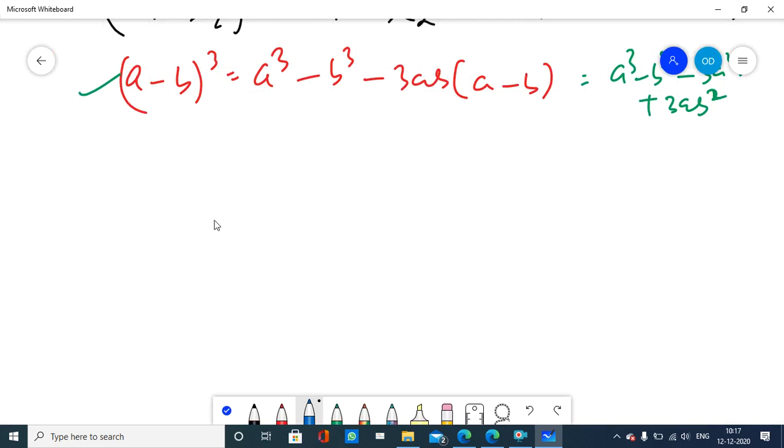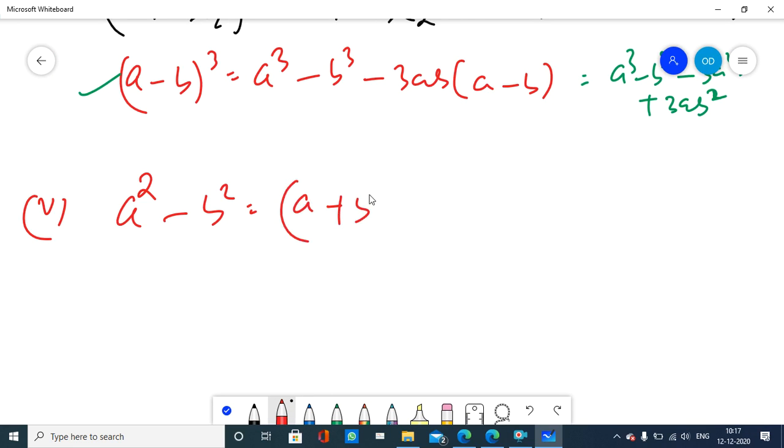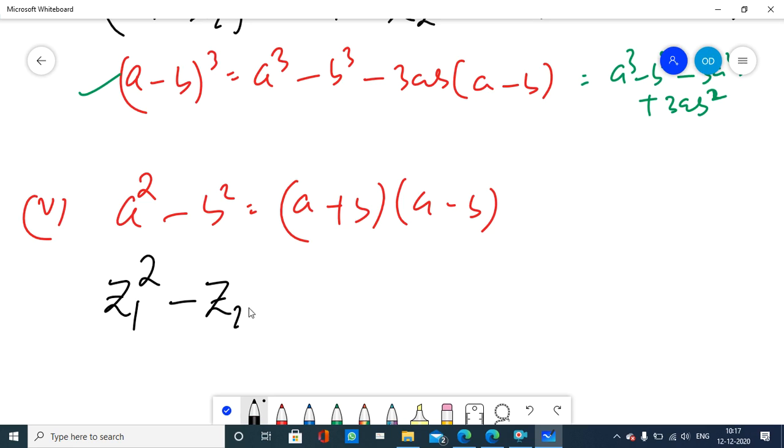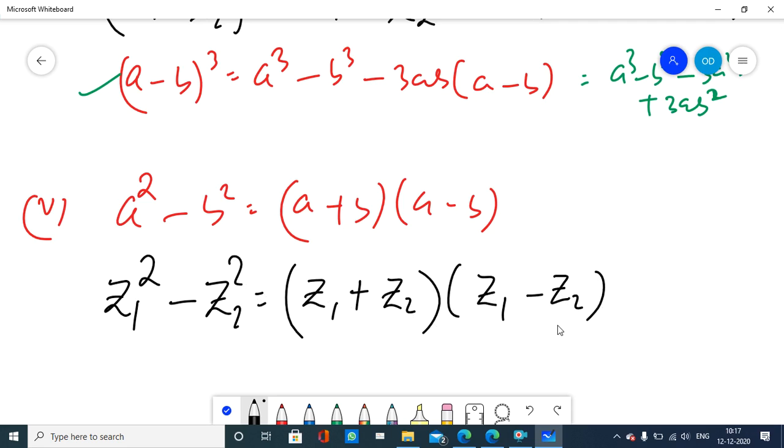Okay, (a plus b) whole cube, (a minus b) whole cube formula. And the next thing is, bit 5. You remember that you have learned in the case of real numbers, a squared minus b squared is equal to (a plus b) into (a minus b). You learned it in high school. The same also applies to complex numbers. That is, if Z1 and Z2 are two complex numbers, then Z1 squared minus Z2 squared is nothing but (Z1 plus Z2) times (Z1 minus Z2). Get my point so far?